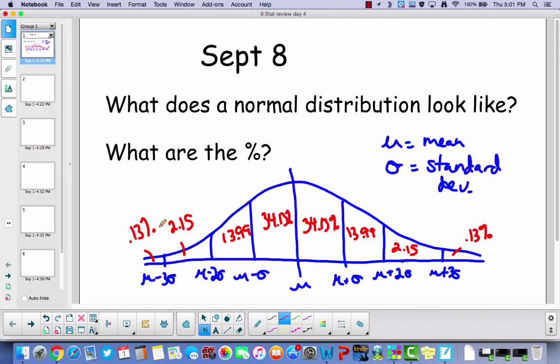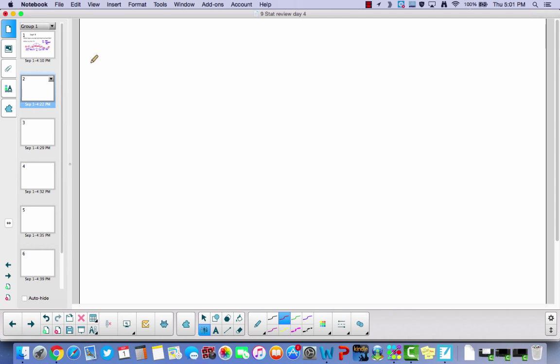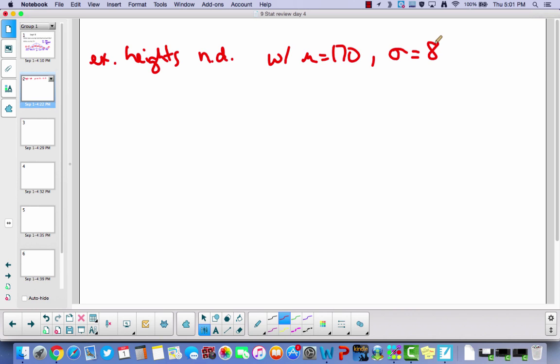All right, so let's look at some examples. For example, and remember these we'll mostly use our calculator with. So we have heights that are normally distributed with a mean of 170 and a standard deviation of 8. And we want to know what percent fall between 162 and 170. Oops, let me fix that.